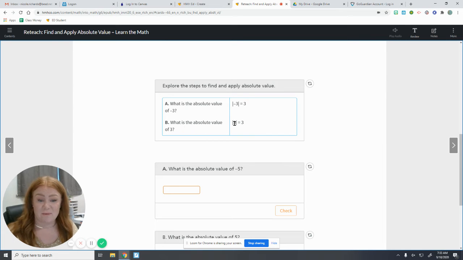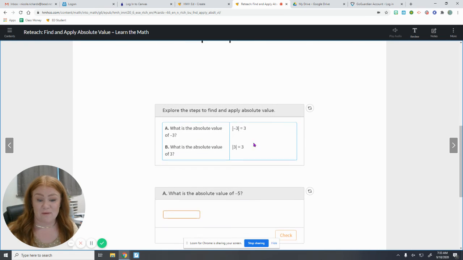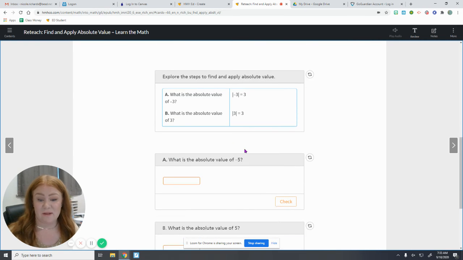And the absolute value of 3 is also 3. If you have -3, it takes 1, 2, 3 units to get to zero. If I have +3, it still takes 1, 2, 3 units to get to zero. So -3 and 3 are opposites on the number line because they're on different sides, but they're the same distance, 1, 2, 3 distances to get to zero. So they have the same absolute value of +3.